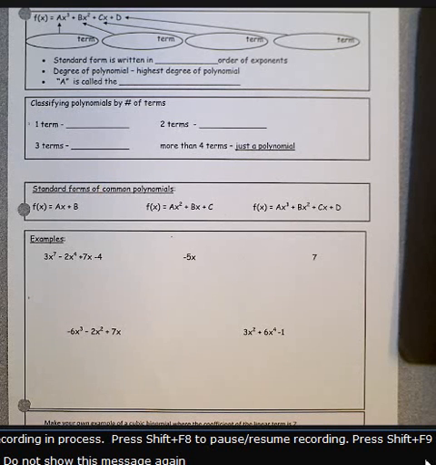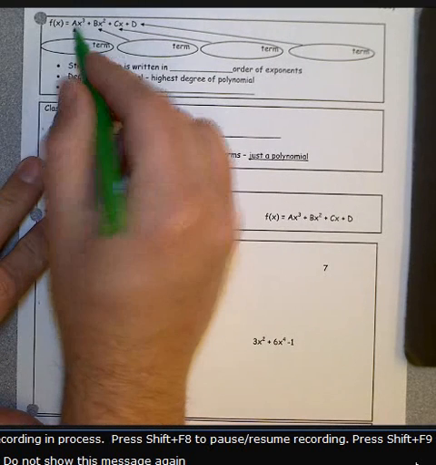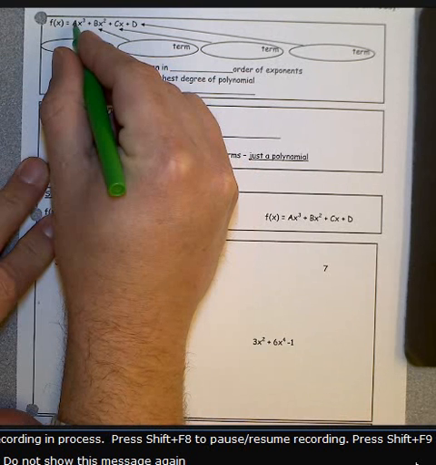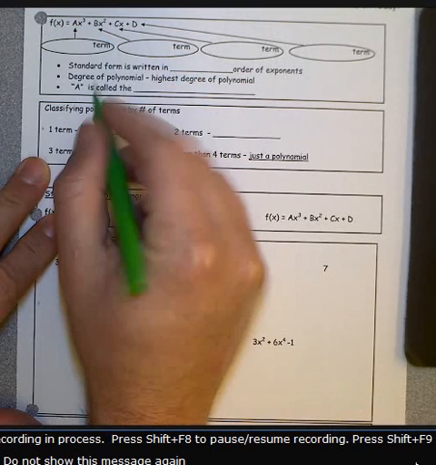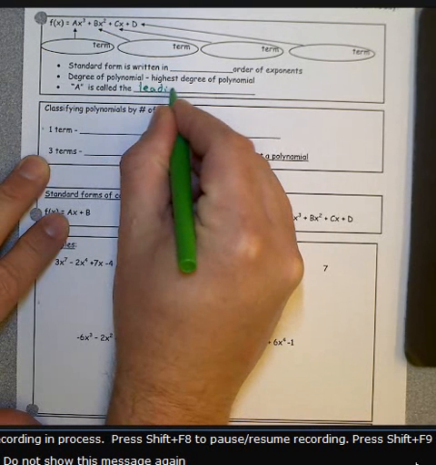Okay, so we're looking at polynomial terminology. Here's a polynomial, it has 1, 2, 3, 4 terms. So this a value right there, that is what's called the leading coefficient. And I'm going to fill this in first. Leading coefficient.